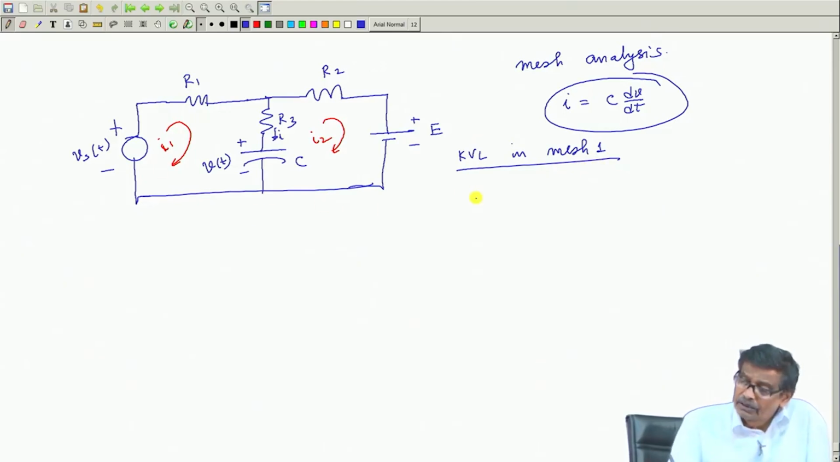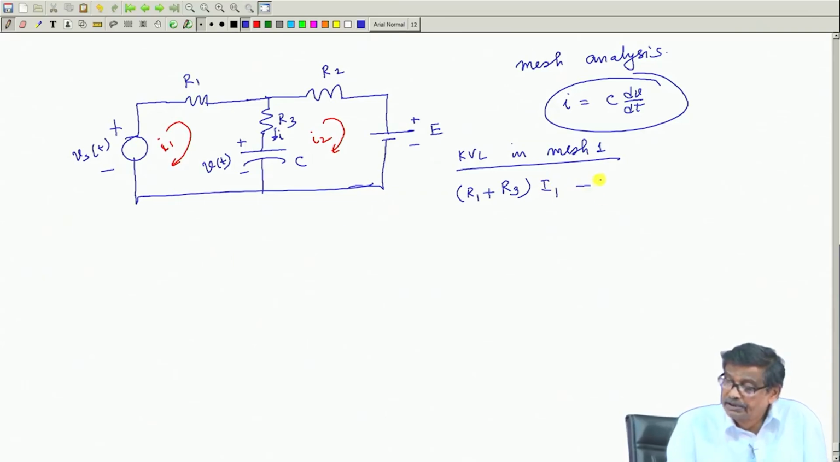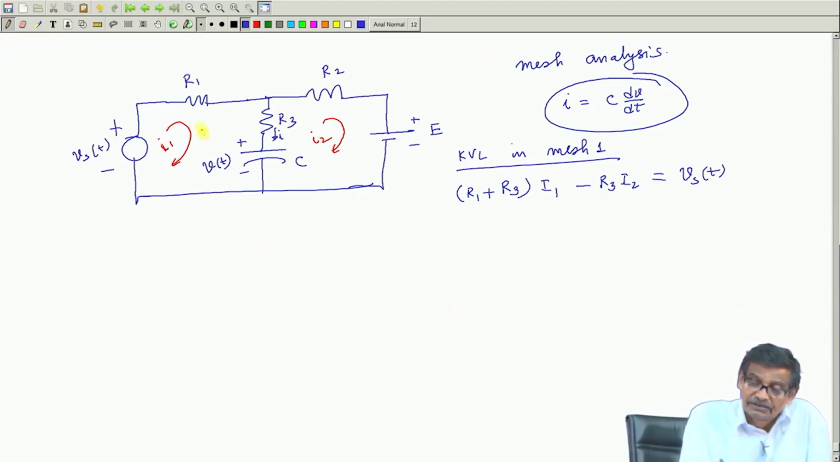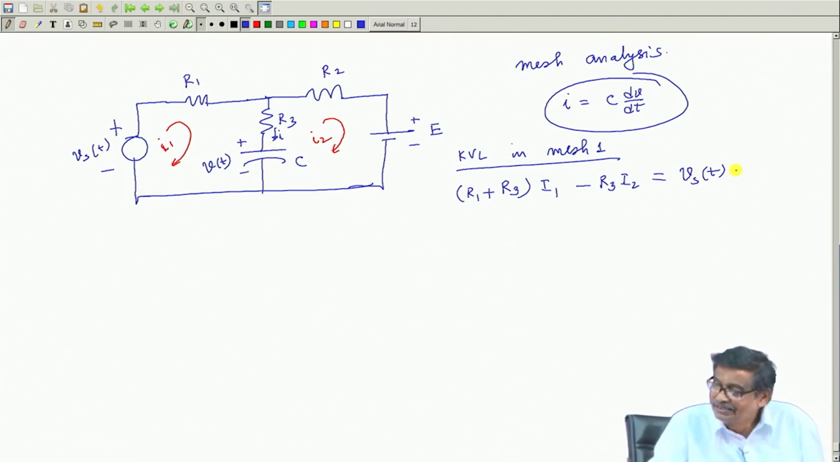will be equal to the sum of all the resistances, that is R1 plus R3, that will be the coefficient of I1. The coefficient of I2 will be minus R3 into I2, and on the right hand side all the source voltages. What are the source voltages? VS(t) plus, because I1 is flowing like this, VS(t), and there is another source voltage VT minus VT.